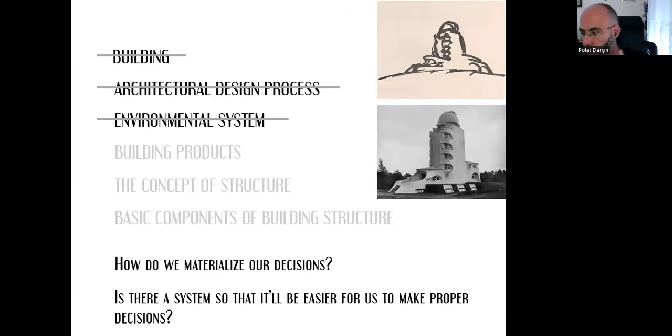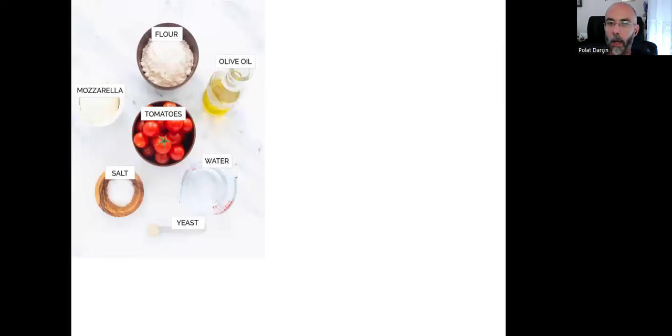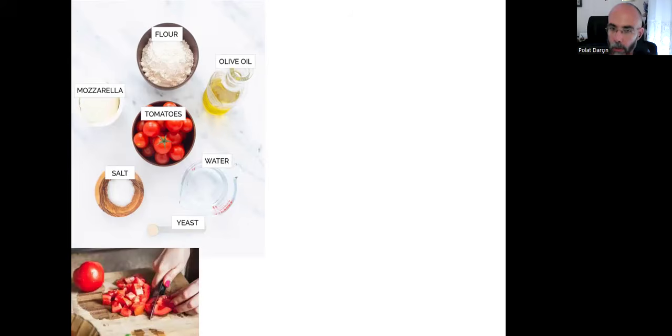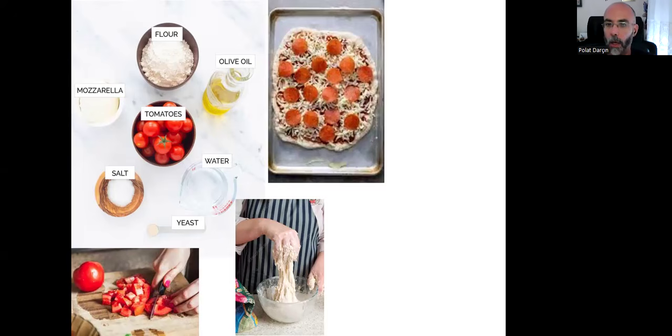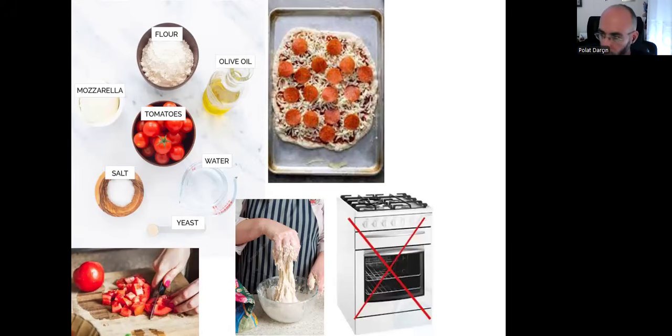And since it's so complicated, there are so many decisions that we need to make. Is there a system so that it will be easier for us to make proper decisions? Just imagine yourself. You want to make a pizza, and you get different ingredients, and you start chopping the tomatoes and mixing the flour with water, creating this dough, and you roll them all together. But at that moment, you realize that you don't have an oven. So what are you going to do?